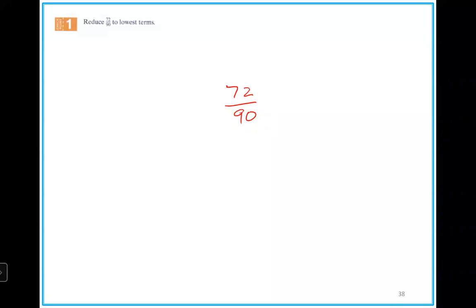What could we use to start canceling? 3. 3? Okay. 3 into that is 24. 3 into this is 30. Anything else we could use? We could use 3 again. Yes. Okay, 3 into this is what? 3 8s, 24. And 3 into that is 10. What else?